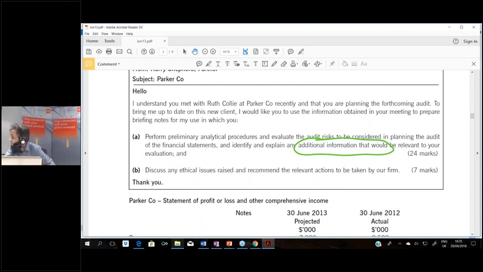So additional information has to come from the case, right? Additional information has to come from the case. Now, if I read this case, I have to find 5 additional pieces of information. See, how will I find it?